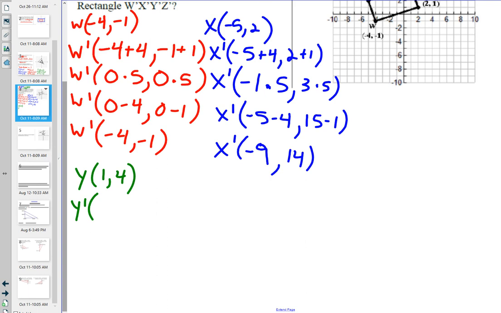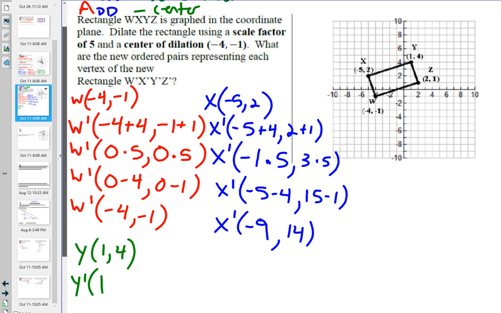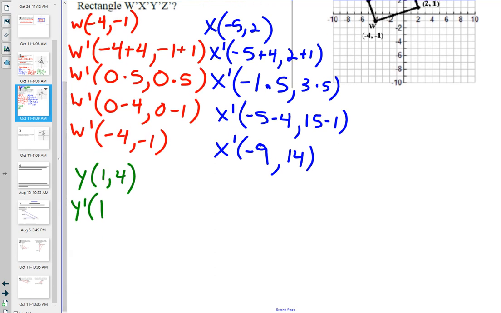So let's go y prime. We start off with a 1. The first thing you do is subtract the center. The center happens to be at negative 1, negative 4. Minus a negative happens to be plus, so 1 plus 4. For the y, we start off at a 4. Minus a negative happens to be a plus. So it ends up that in both of them, after the first part, we end up at 5 and 5, right? But now we're supposed to take that 5 and 5 and also multiply it times 5, because that's the scale factor.